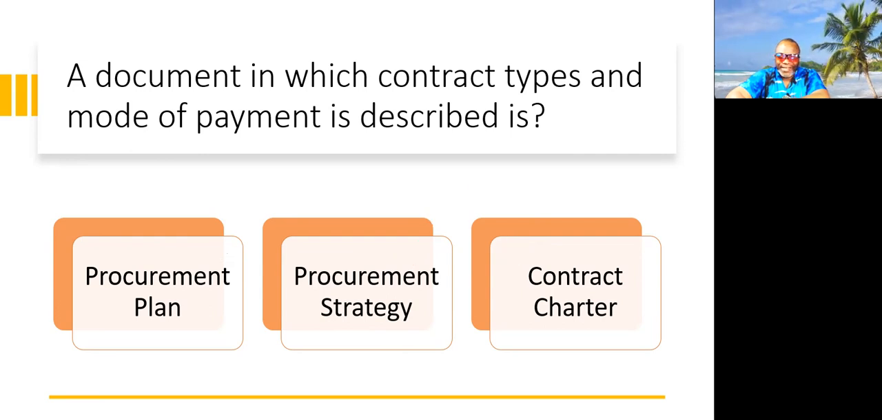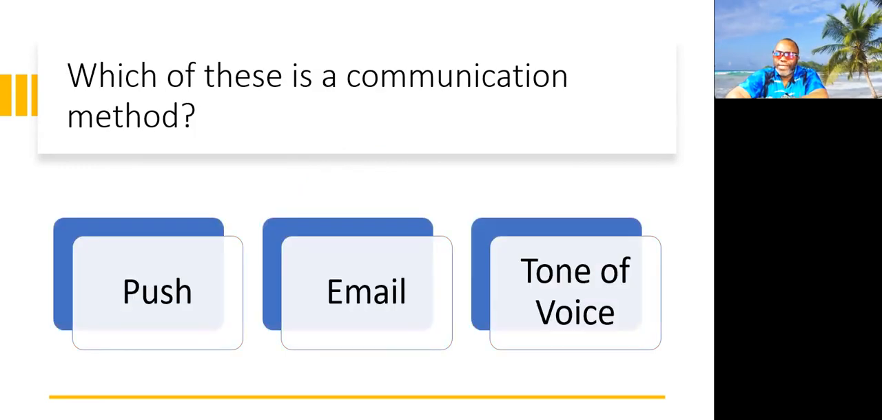All right, let's go to our next question. And then if you want to check this out, make sure you look at the outputs in the guide in 12.1, the outputs. This is an output in the 6th edition known as procurement strategy. All right, let's move on. Here's your next question. Which of these is a communication method?